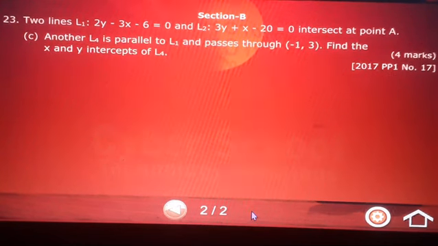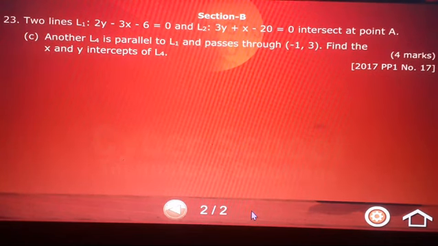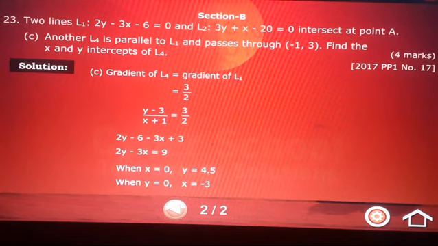Let's see part C. Part C was saying L4 is parallel to L1 and passes through (-1, 3). If it's parallel, they have the same gradient. How can we go about that? First of all, we must find the gradient. The gradient of line 4 is equal to the gradient of line 1. Rearranging this in the form y is equal to mx plus c, it becomes 3 over 2.